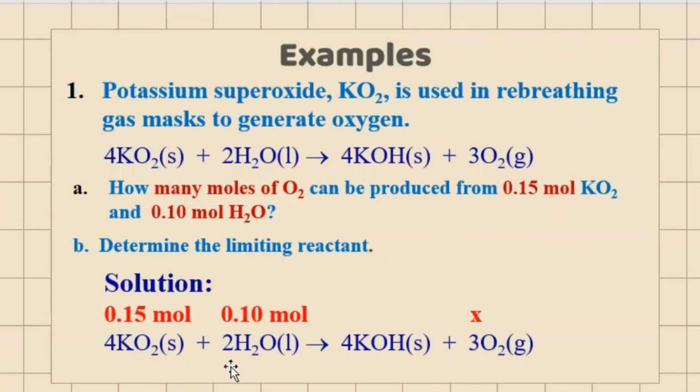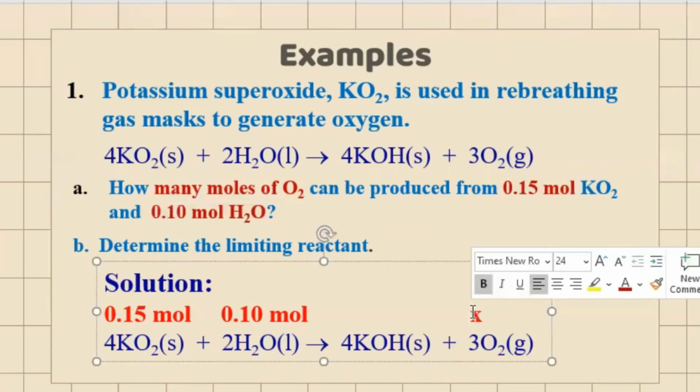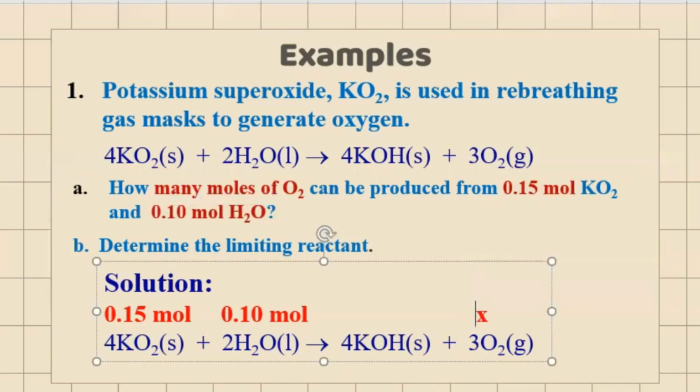It is 4KO2 plus 2H2O gives 4KOH plus 3O2. Then identify the given and required. You have two given numbers of moles, 0.15 mole of KO2 and 0.10 mole of H2O. And you are asked to find the number of moles of what? Oxygen, which is represented by the letter X.